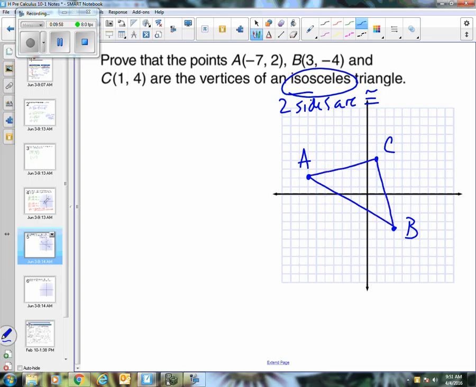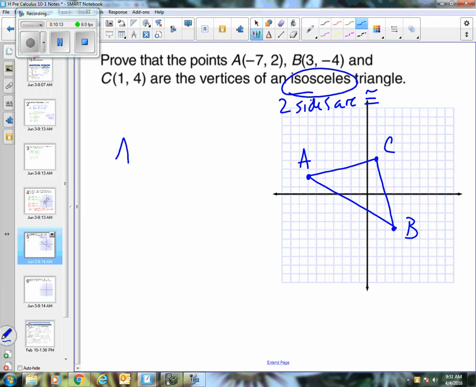Now, this one's kind of tricky. The last one was pretty obvious. This one, it's really kind of hard to tell. Is that really isosceles? When people rotate shapes, and it's not just horizontal or vertical, it's really hard to tell. So let's see what we need to prove or to show.